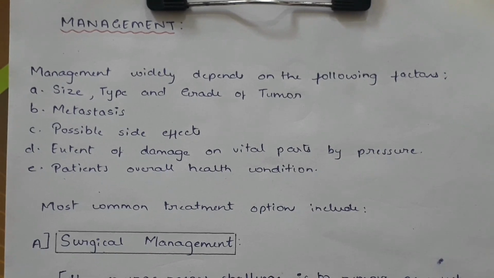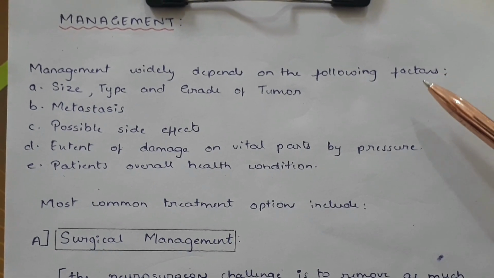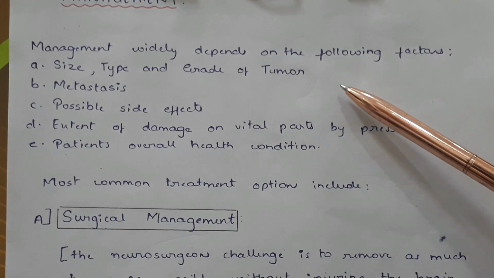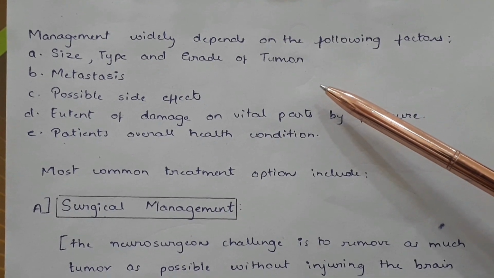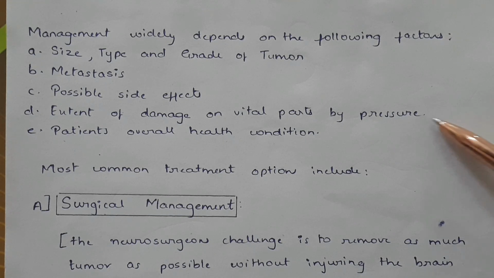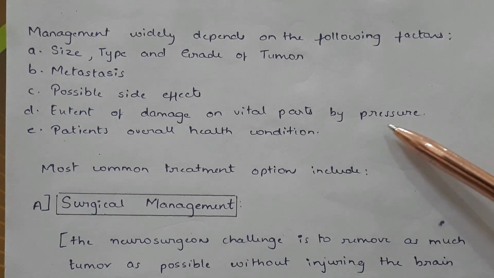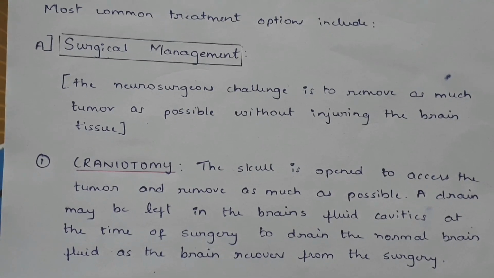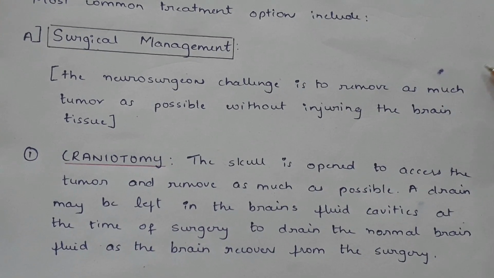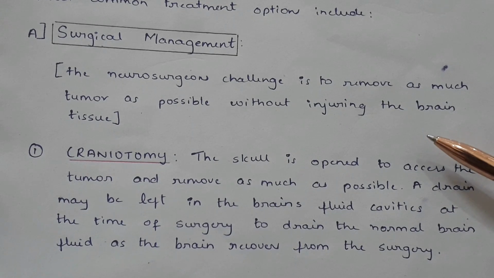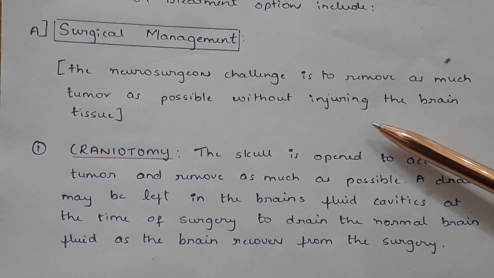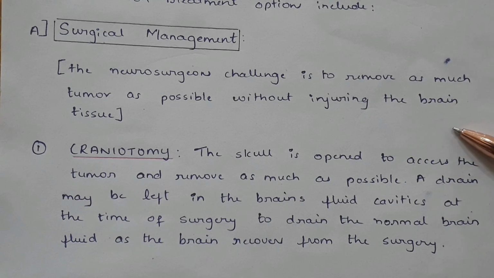Management widely depends upon the following factors: size, type and grade of tumor, metastasis, possible side effects, extent of damage on the vital parts by pressure, and the patient's overall health condition. Most common treatment options include surgical management. The neurosurgeon's challenge is to remove as much tumor as possible without injuring the brain tissue.